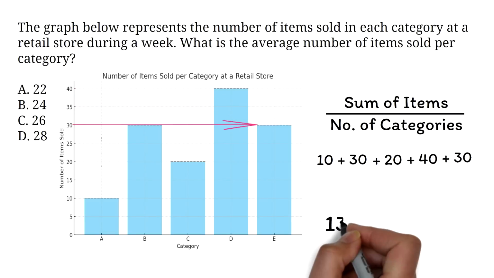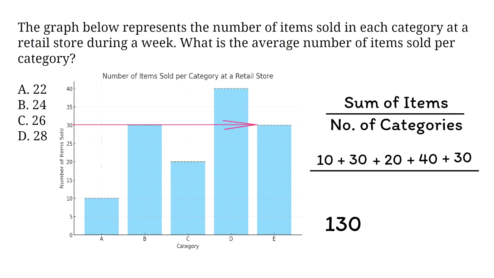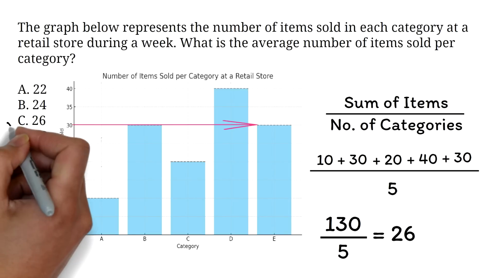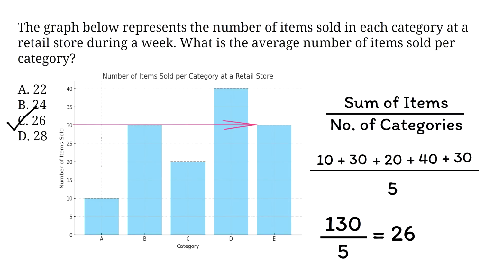We add this to get 130 items. This will be divided by the number of categories, which is 5. We do the division to get the average as 26. Therefore, option C, 26, is the correct answer.